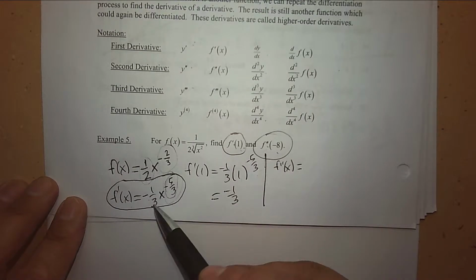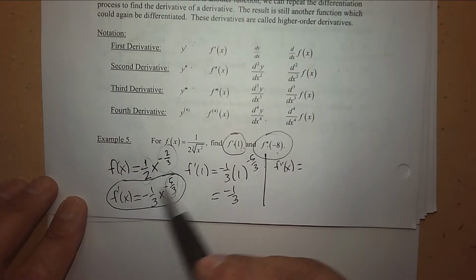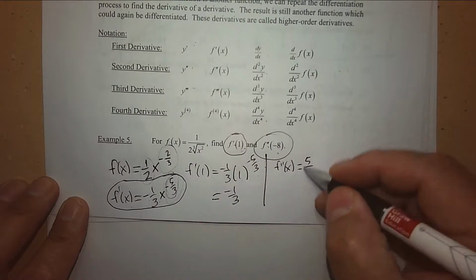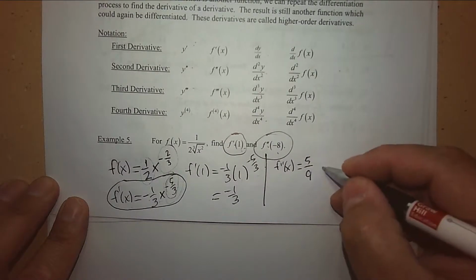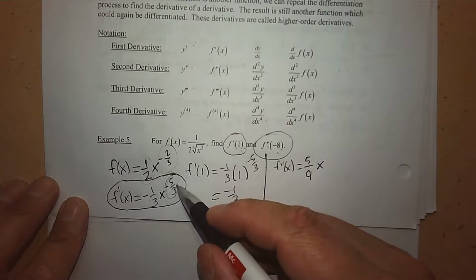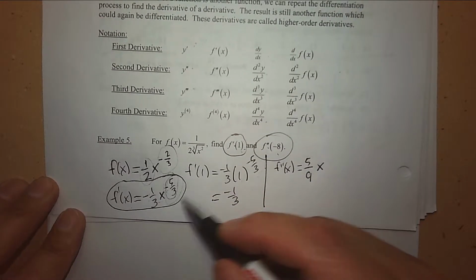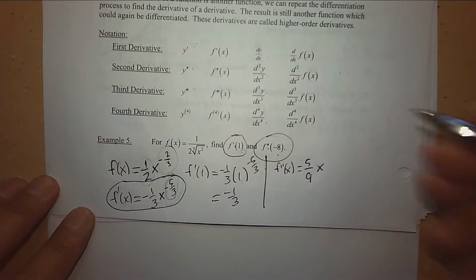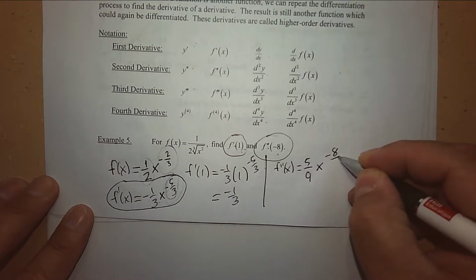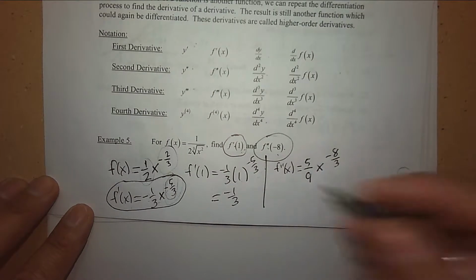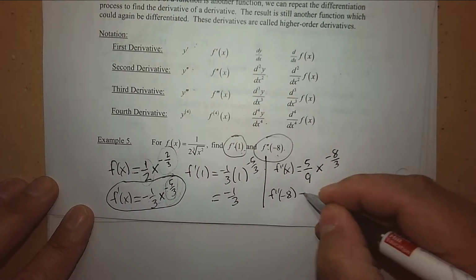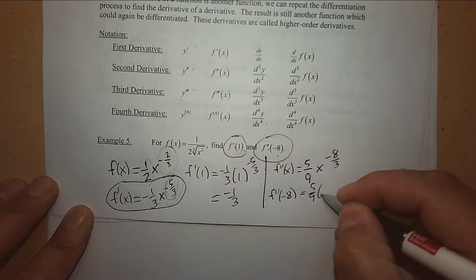Top times top, bottom times bottom. What does that mean? 1 times 5? 5. 3 times 3? 9. And then, can you go negative 5 over 3, subtract 1? 3 over 3, right? So negative 5 subtract 3 is negative 8 over 3. Done. Now what am I going to plug in? Negative 8. That's a fun one. Not like 1, which was super easy.